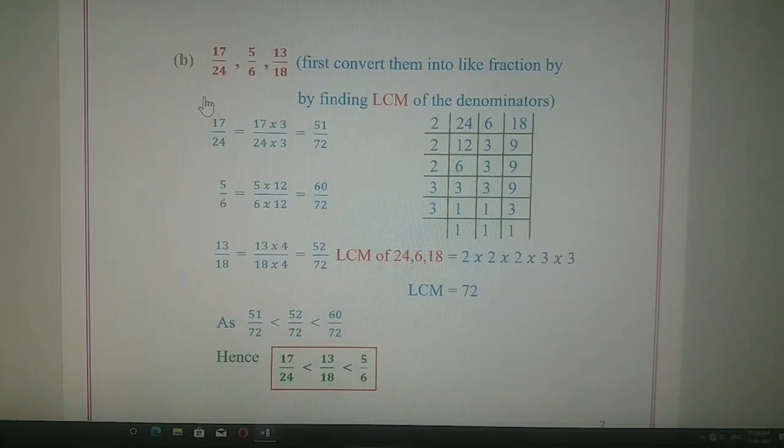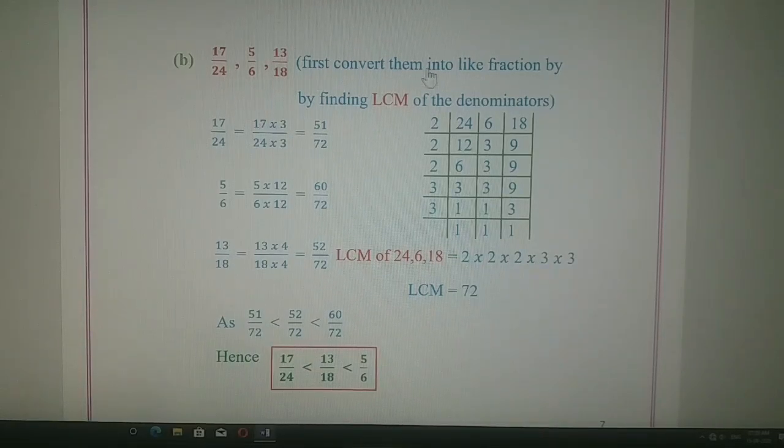We go to the next example B, where three fractions are given and we have to arrange them in ascending or descending order. The first fraction is 17 upon 24, then 5 upon 6, and the third fraction is 13 upon 18. In order to arrange them in ascending or descending order, we have to first convert them into like fractions, as their denominators are different and numerators are different. So in order to compare them, first their denominators have to be made the same. By making the denominators the same, we are actually converting the fractions into like fractions.